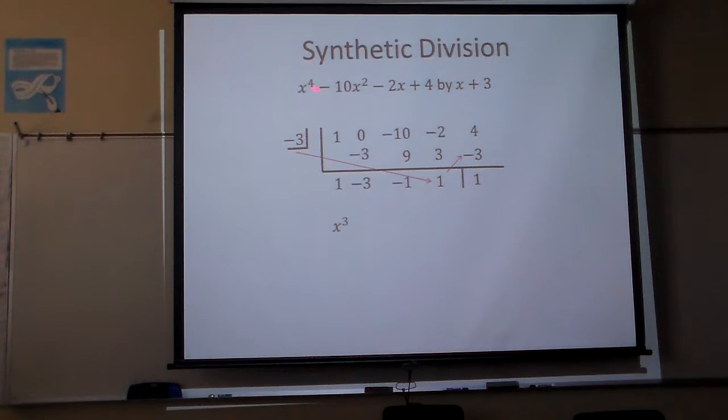So look, we started with x to the fourth, right? What's one exponent less than 4? 3. So this will be 1x cubed. The next one will be minus 3x squared. Guess what the next one will be? Minus x plus 1. And then I have a remainder of 1 over what? x plus 3.